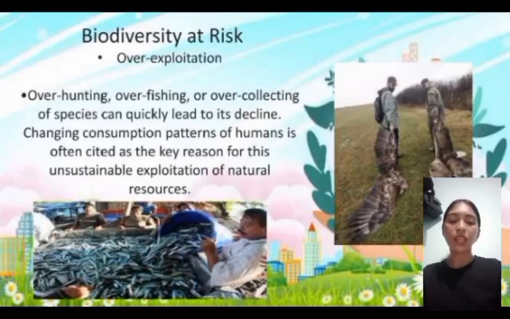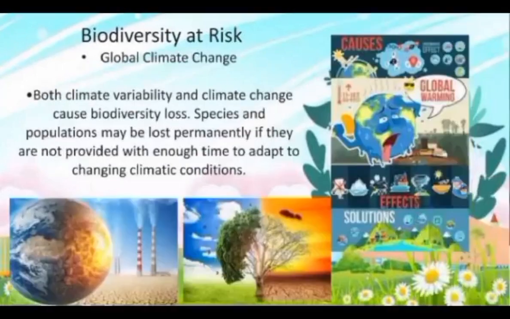Overexploitation unsustainably uses natural resources, pushing species toward extinction. Humans often harvest animals or plants faster than they can reproduce. For example, excessive fishing reduces fish populations, and illegal hunting threatens species like rhinos and elephants. This kind of overuse harms biodiversity and ecosystems.